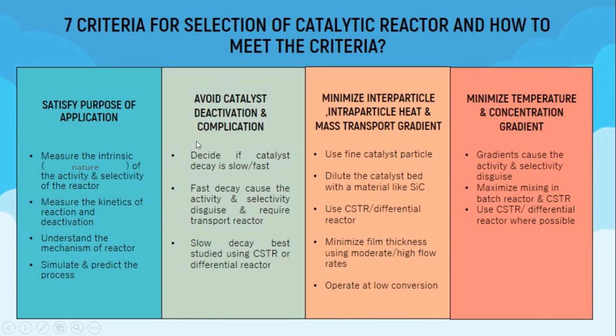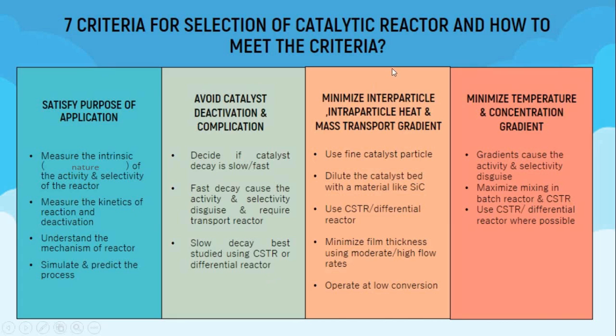After we know the catalyst that is used in the reaction, we must decide if the catalyst decay is slow or fast. A fast decay catalyst will cause the activity and selectivity disguise, which means that it is concealed and hard to read, and requires a transport reactor. Thus, we will favor the slow decay catalyst. And a slow decay catalyst is best studied using a CSTR or differential reactor before we use it in the reactor that we want to use.